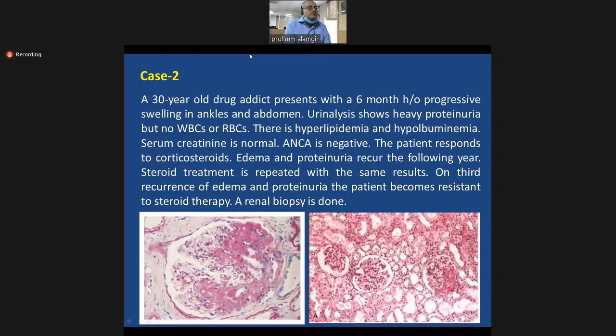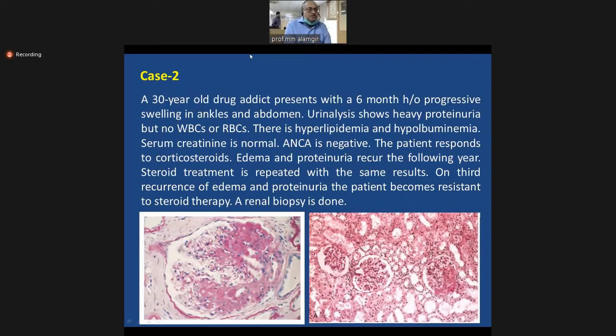The patient responds to corticosteroids. Edema and proteinuria recur the following year. Although he gets well with corticosteroid therapy, after 1 year he again presents with the same episodes, and he was again treated with corticosteroids. On third recurrence of edema and proteinuria, the patient becomes resistant to steroid therapy. A renal biopsy is done and the pictures are shown.